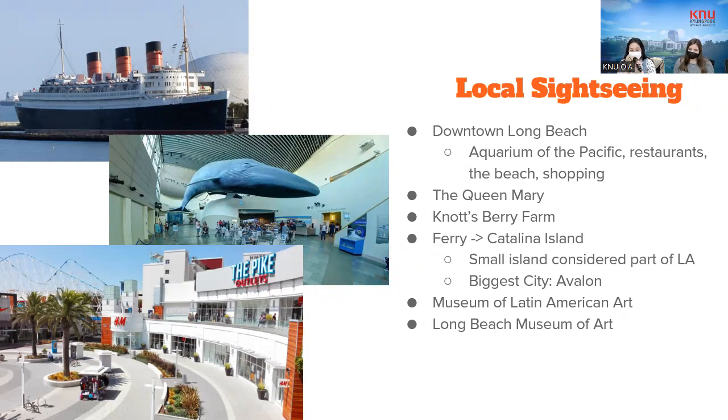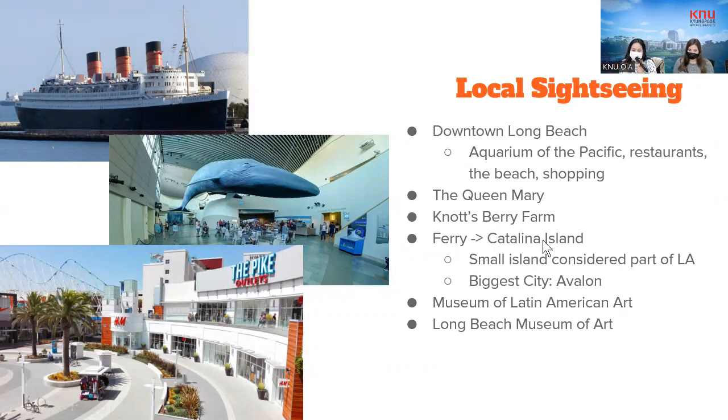If you paid to get on the ship, you could go into a room that had a bunch of ice sculptures, and they let you borrow a jacket because it's really cold in there. So they do have different events depending on the season. You just need to look it up and find out what it is.